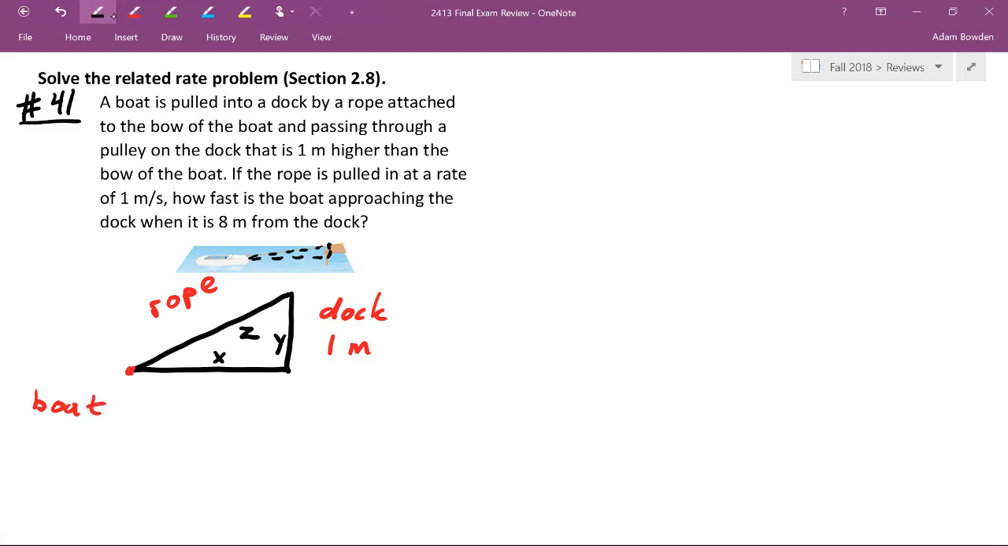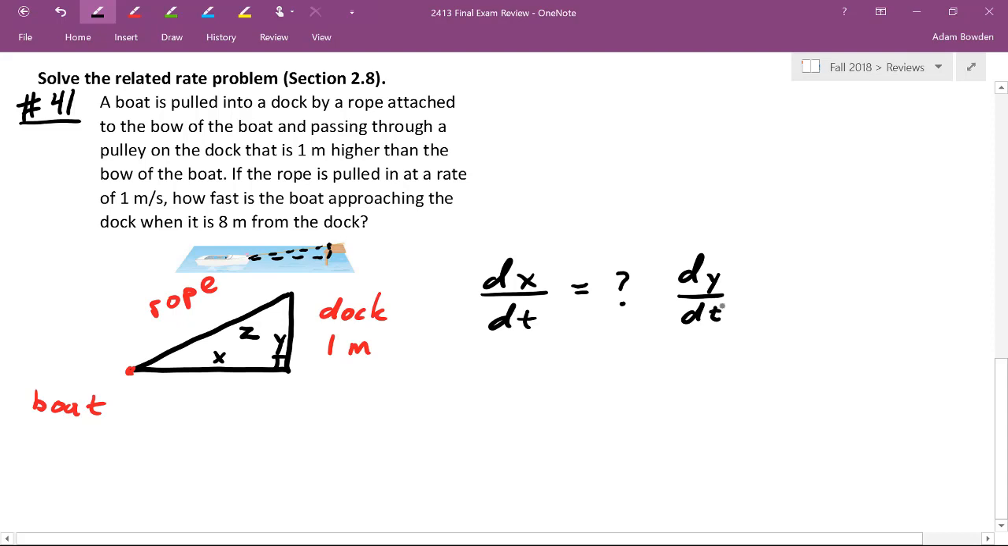Okay, so what we're dealing with here are rates of change and the lengths of the sides of this right triangle. So dx over dt is the rate of change of x with respect to time. And that's how fast the boat is moving, and that's what we're trying to determine here. dy over dt is the rate of change of y with respect to time. But that's the height of the dock, which is not moving, so it's constant, and its rate of change is just a 0.